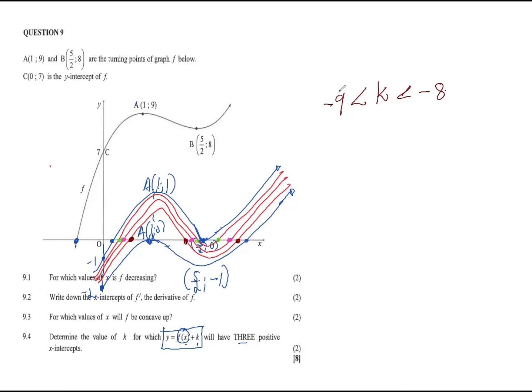So why are we not including the -9 and -8? It's because when you shift it exactly 9 units down, you only have 2 intercepts. When you shift it exactly 8 units down, you only have 2 intercepts as well. But anything that will be in between there will give you 3 x-intercepts. Right.